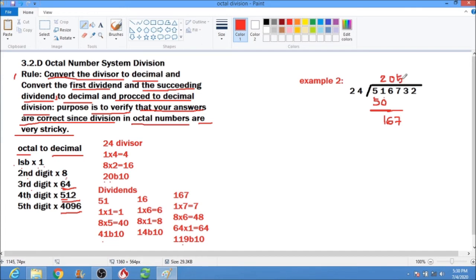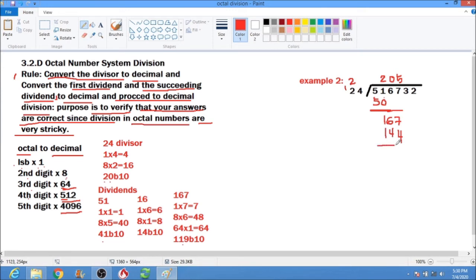Alright, so 5 times 4 is 20. 20 minus 16 is 4. 4 carry 2. 2 times 5 is 10 plus 2 is 12. 12 minus 8 is 4. Carry 1. So we write 1.